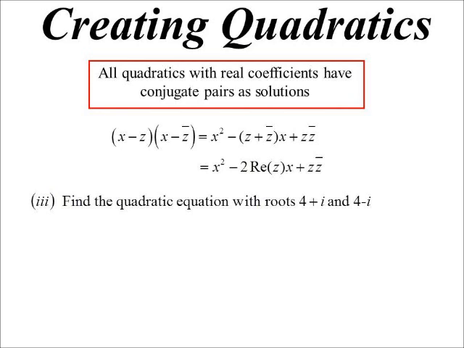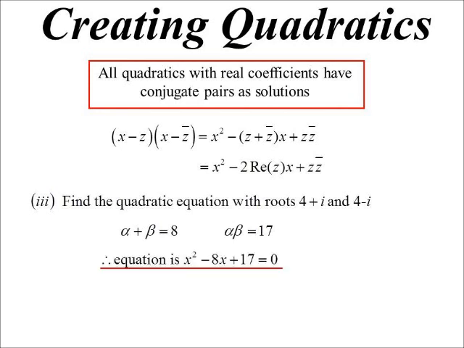So the sum of the roots is going to be 8. The product of the roots, sum of two squares, will be 17. So therefore my quadratic is x squared minus the sum of the roots x plus the product of the roots, and there it is. So we can create quadratic equations if we know the solution.